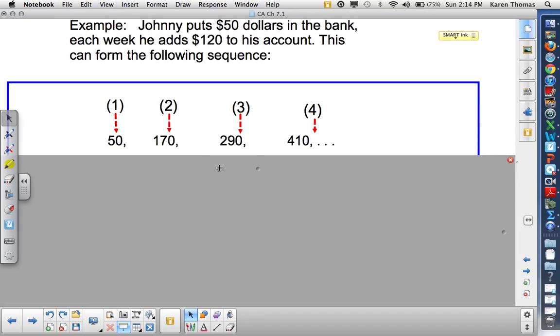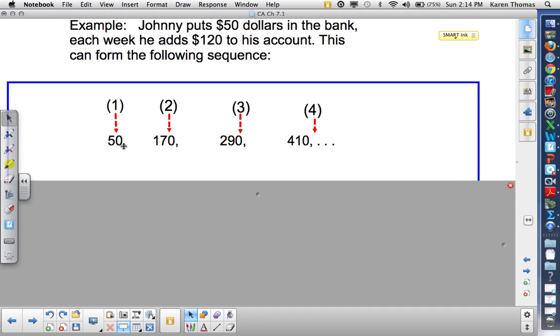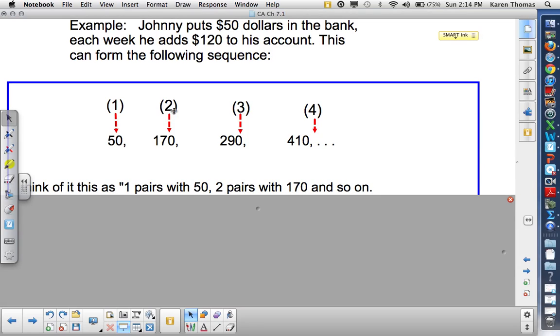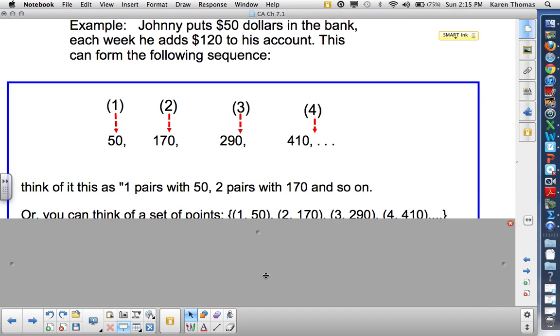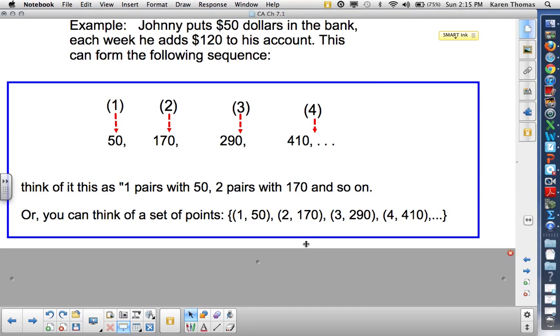The first week Johnny has $50. That's all he put in his bank account. The second week he has $170 because he added $120. The third week he has $290, and the fourth week he has $410. And we could keep going on and on. What we want to do is think of this as 1 pairs with 50, 2 pairs with 170, and so on, or simply write it as a set of ordered pairs.